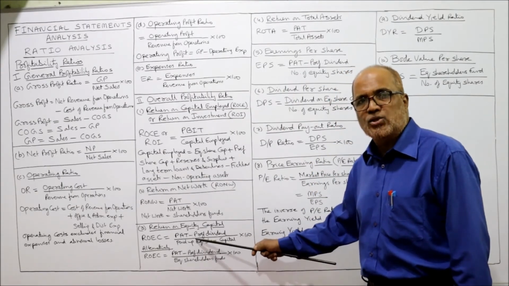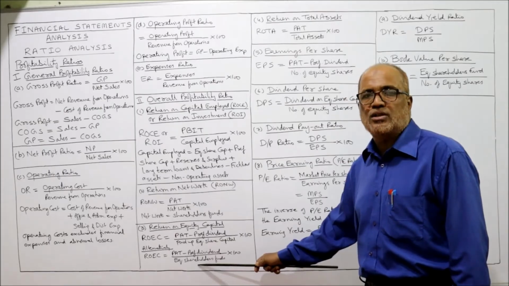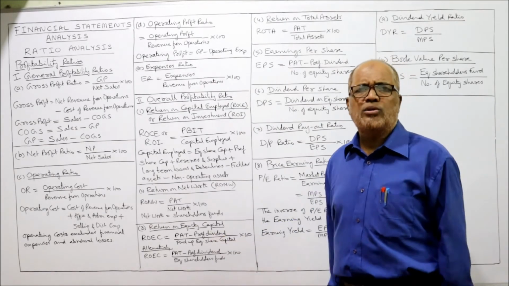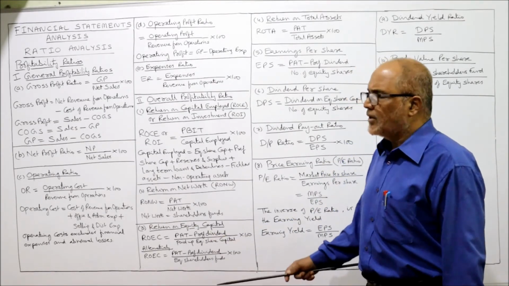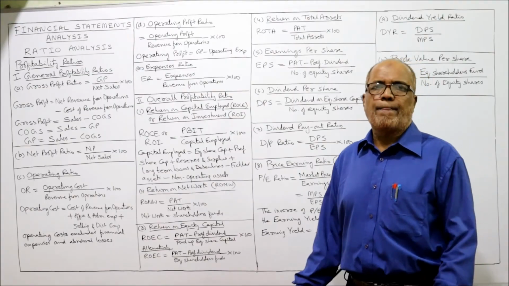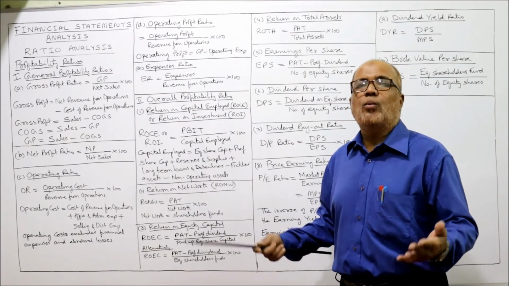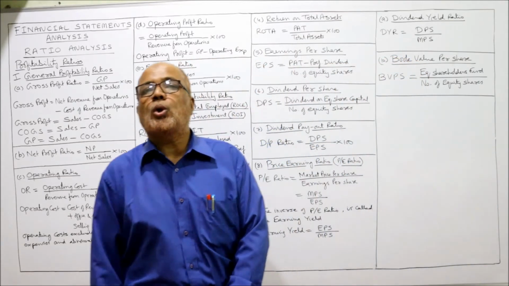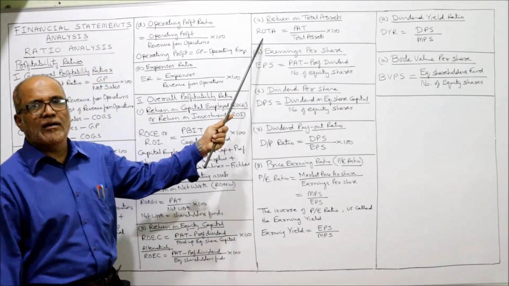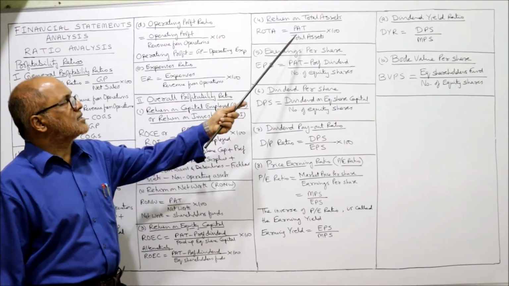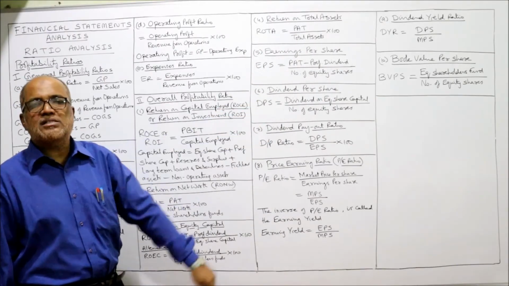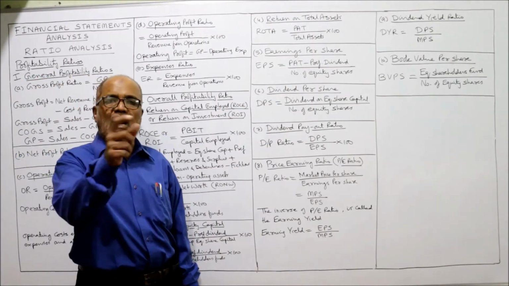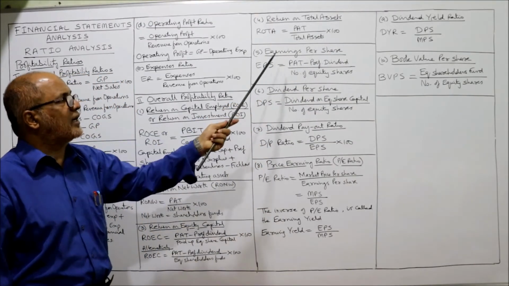Some authors use this formula, other authors use this formula. So we can calculate both, no difference at all. Though we'll get different answers, the contention is we can calculate in both ways. Next, return on total assets, ROTA. PAT divided by total assets into 100.